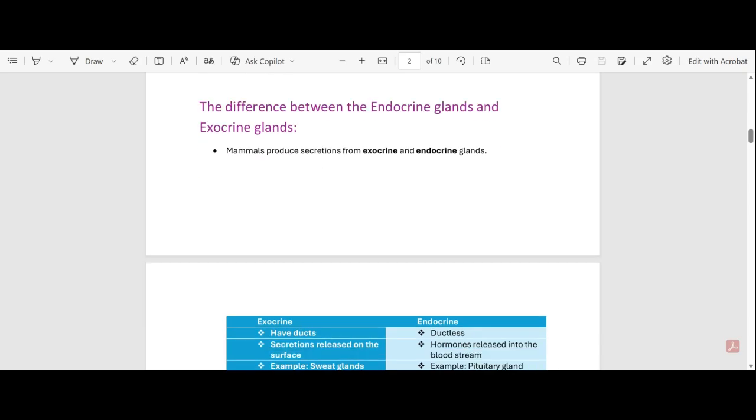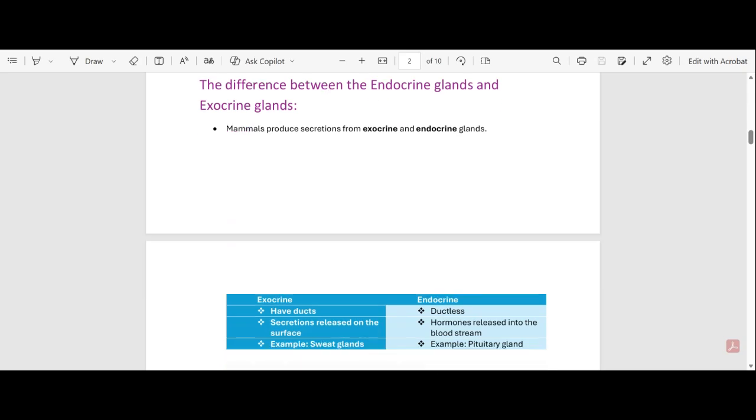Now, let's go into the difference between the endocrine glands and the exocrine glands, right? Mammals produce secretions from exocrine and endocrine glands. All mammals produce secretions from exocrine glands and endocrine glands. Now let's look at the difference between the two.